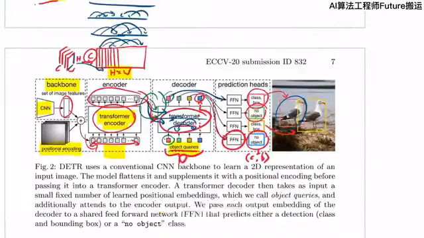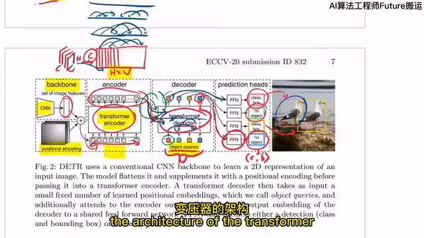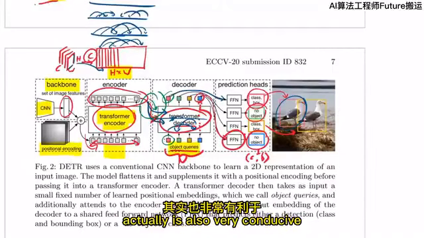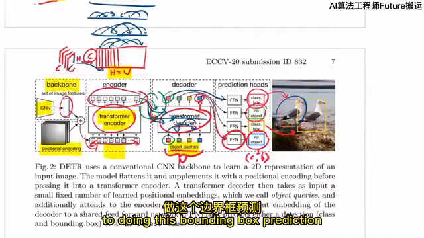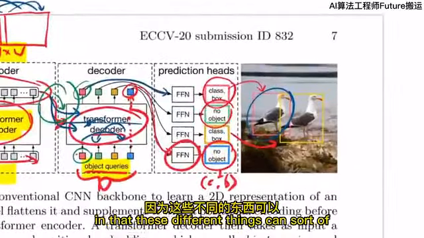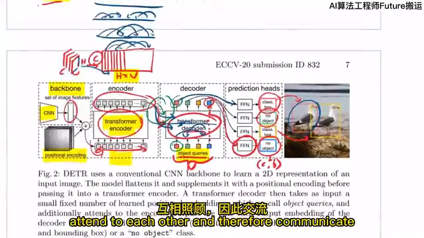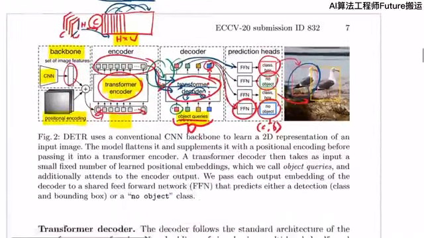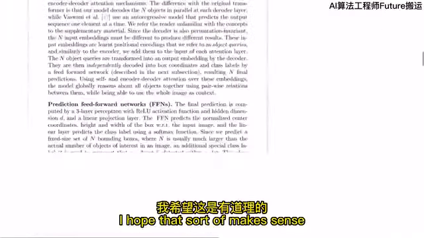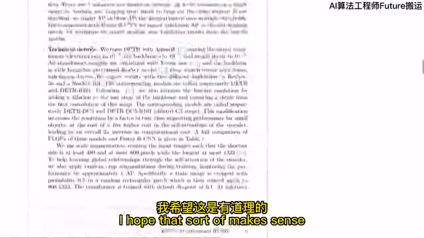So you see here how the architecture of the transformer actually is also very conducive to doing this bounding box prediction, in that these different things can sort of attend to each other and therefore communicate with each other. All right? I hope that sort of makes sense.